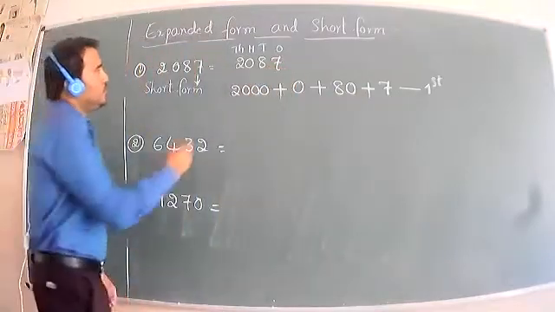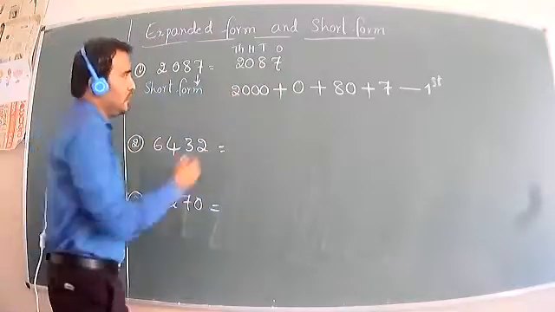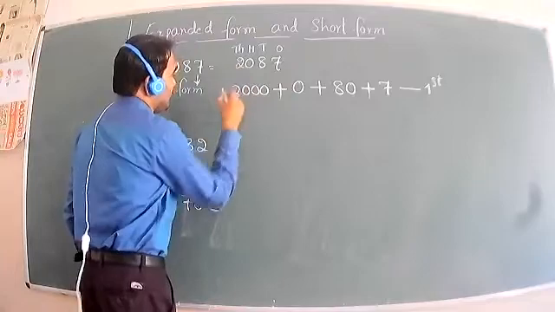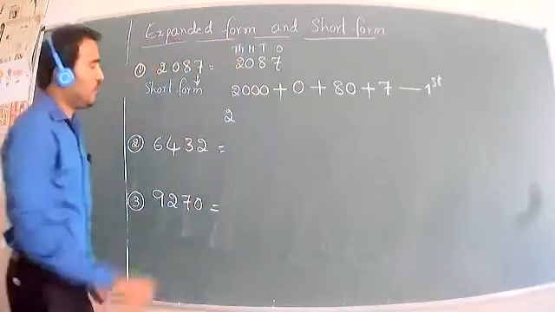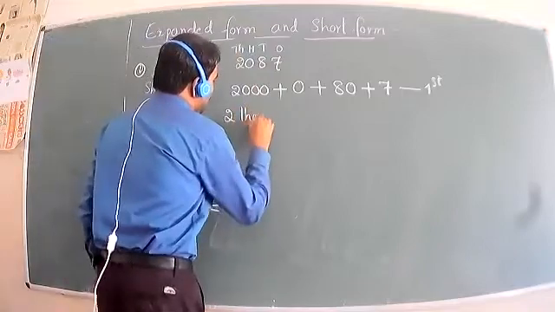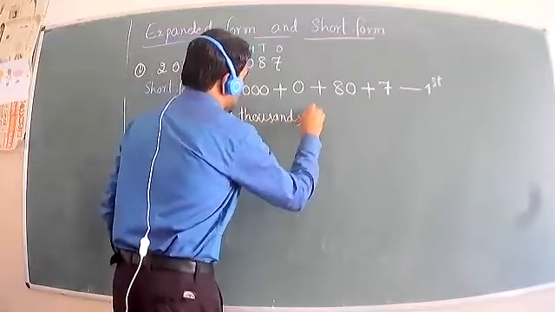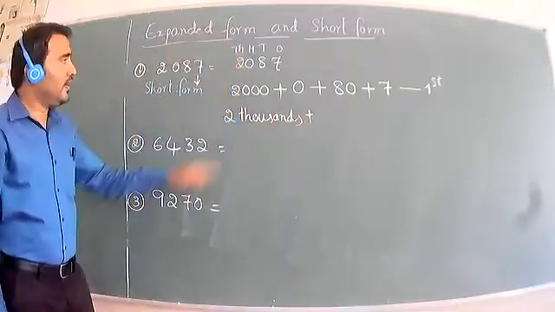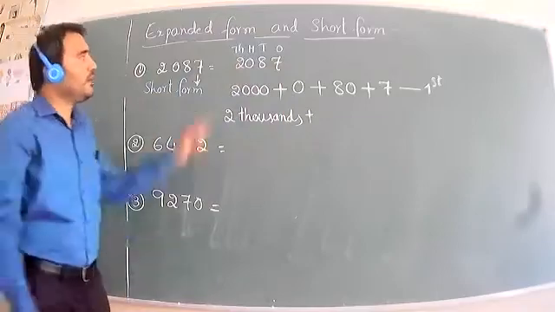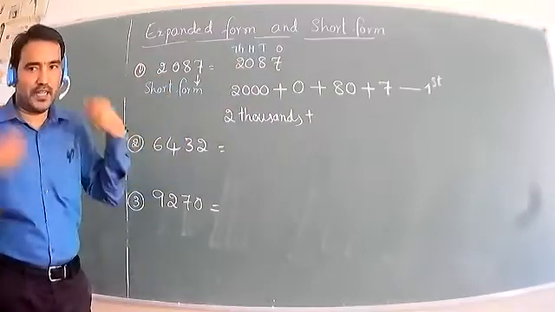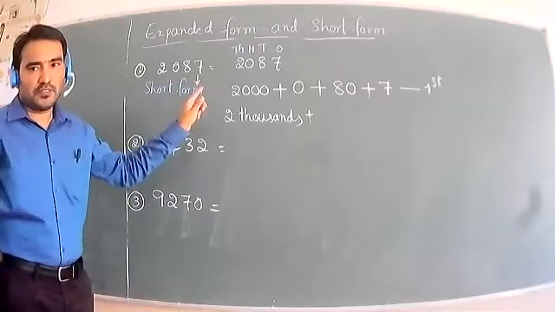So we tell the position of the number. The place of the number 2 is thousands. 2 thousands. 2000. The hundreds digit is 0, so we leave it. Don't write 0 hundreds. It is not considered for the 0.